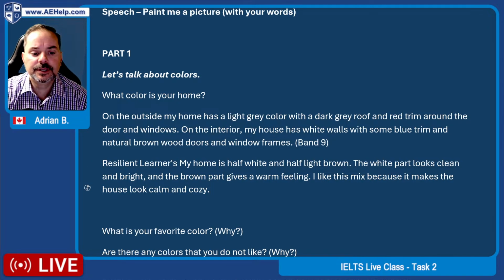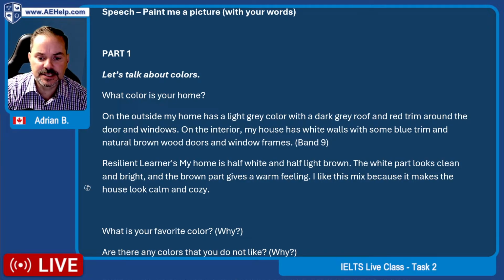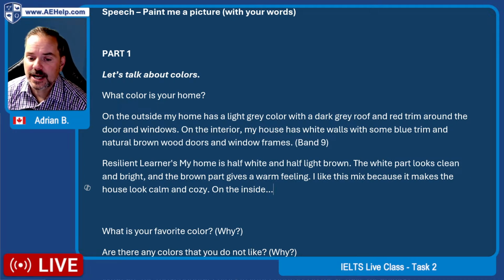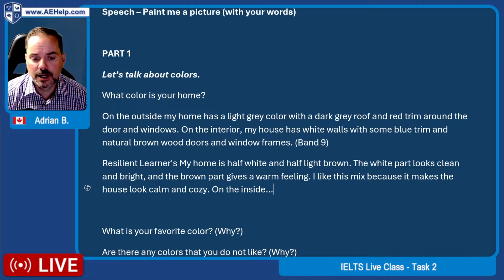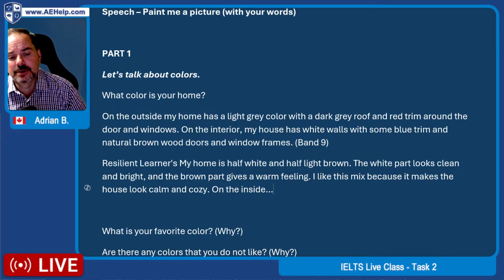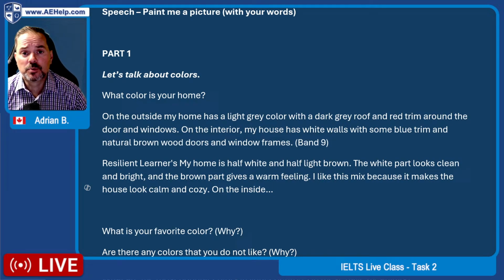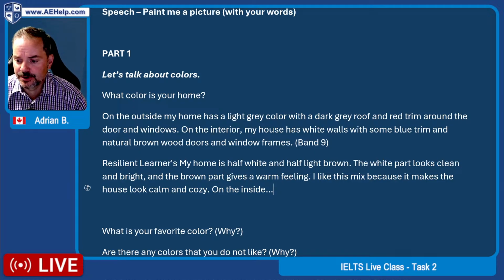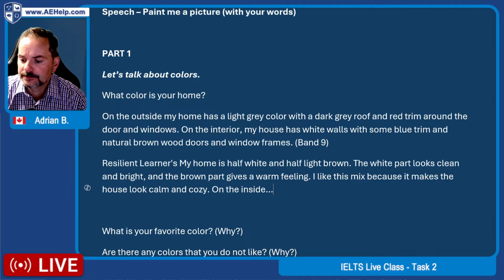Okay, good. For a band 9, resilient learner, I would continue with "on the inside." So I'm not sure if you're talking about the outside or the inside of your home. It would be good to make that clear. I'm guessing it's the inside, just the way that you're saying it, but I don't know. You always want to be 100% clear with your answers for the examiner.